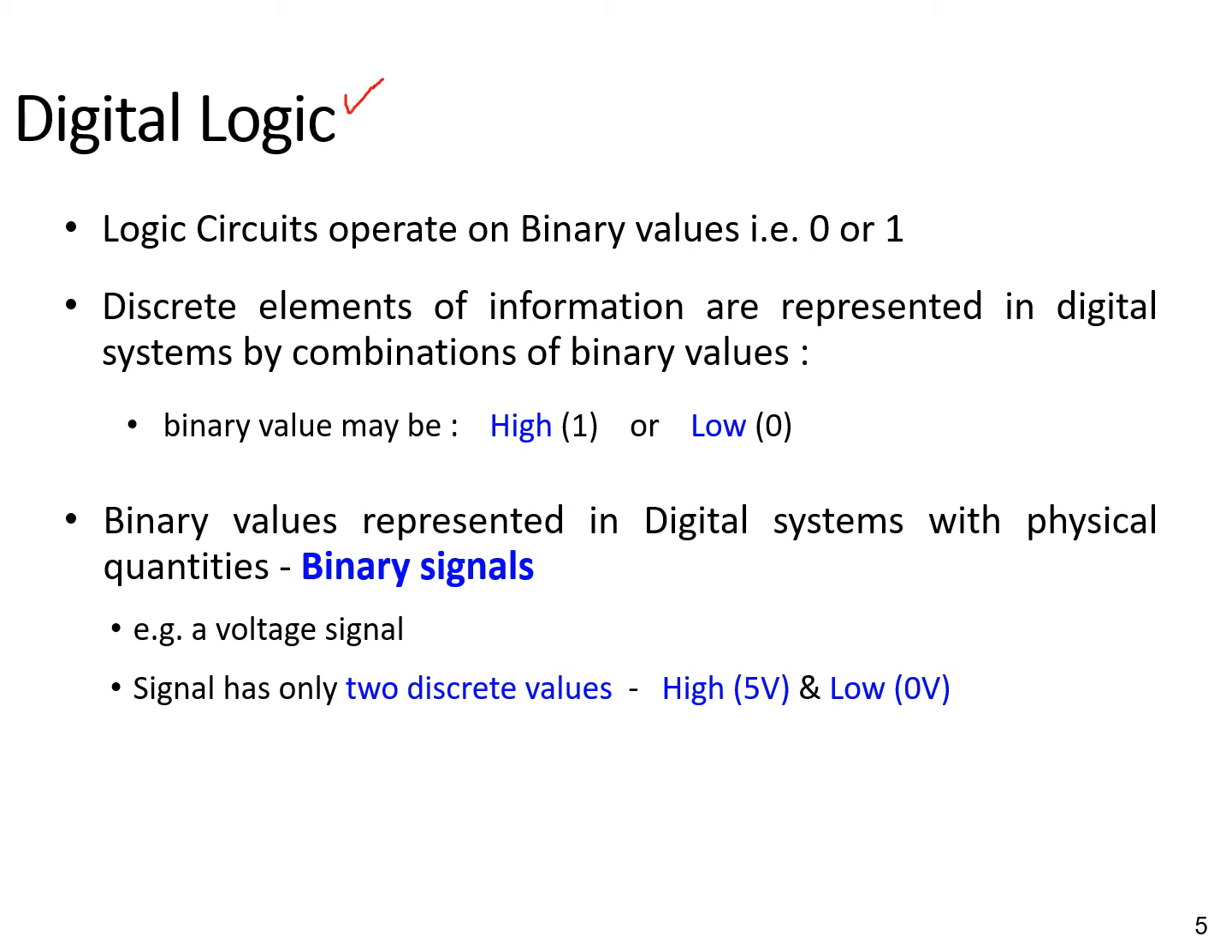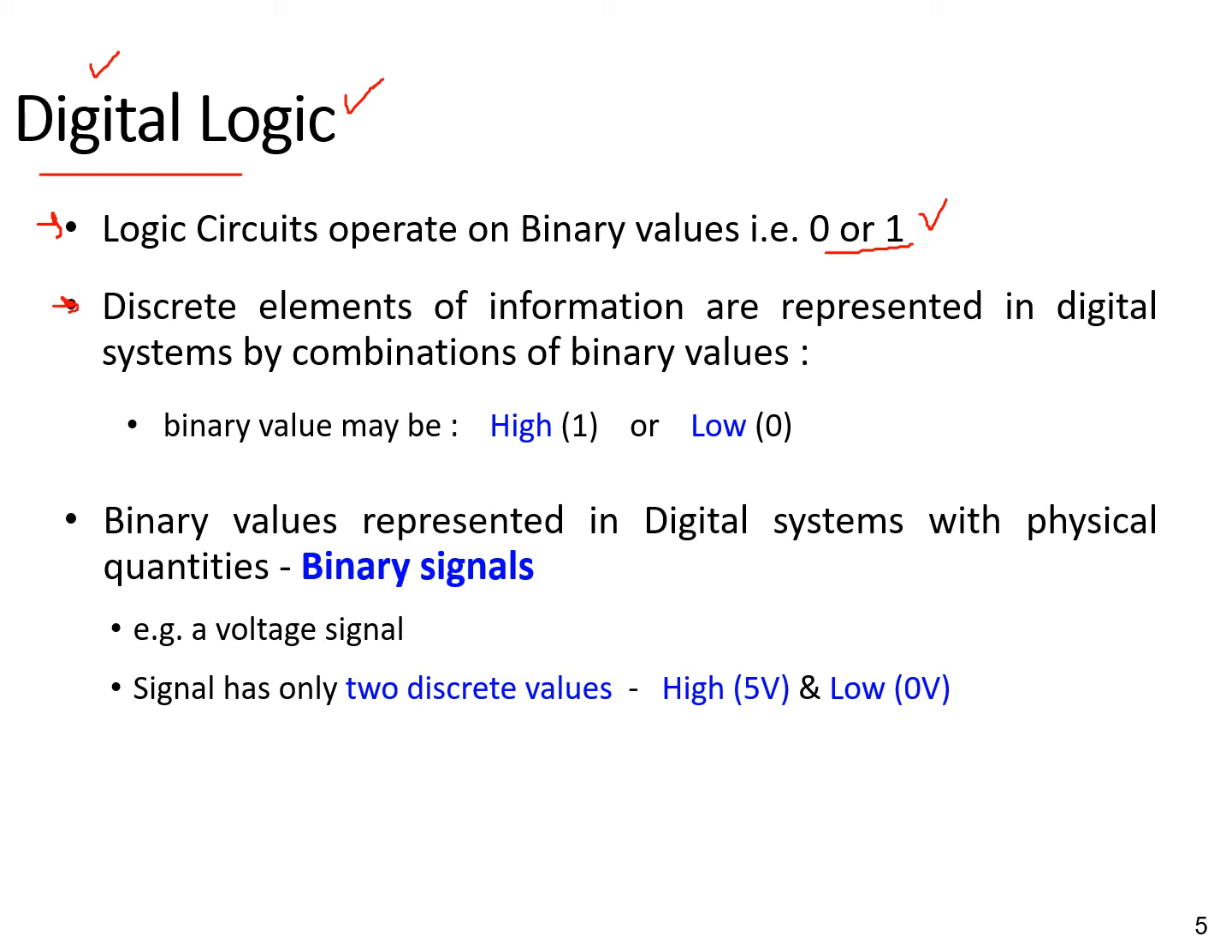We must also know about the digital logic. Why do we call it digital? We mentioned it earlier in our first lecture as well, but let me explain it a bit more. Here you can see that a logic circuit operates on binary values. Binary values are zeros and ones. Because of this, we call it digital logic, because this logic operates on binary values. Binary values are the digital values.